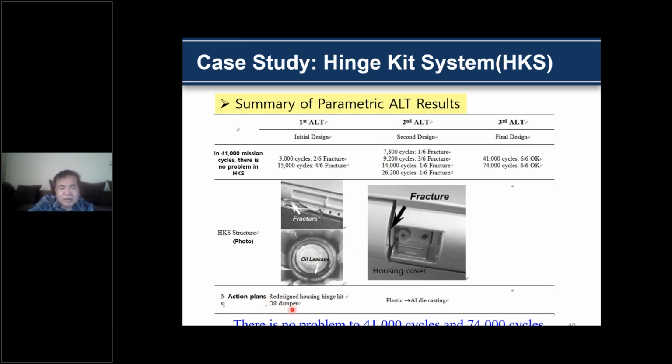In the second art, we also found a fracture of the housing cover. We modified the material from plastic to aluminum die casting. In the inside art, there is no problem at 41,000 cycles and 74,000 cycles.